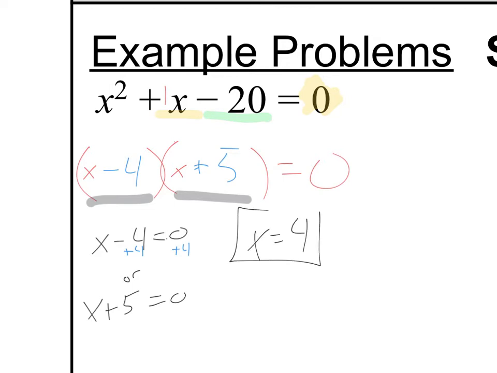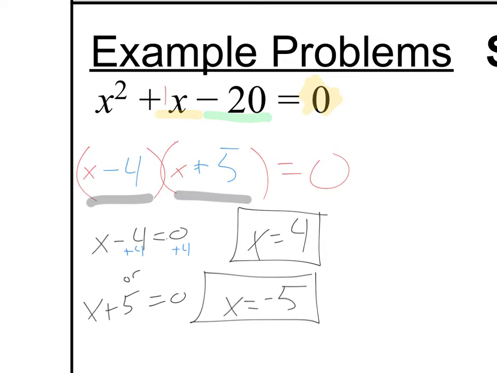So if I plugged in 4 for x at any one of these steps here, I would get 0 as an answer. Or I could go down to this second equation that we've created from the factor. If I subtracted 5 to the other side, I would get negative 5. So x equals negative 5. Either one of these two numbers, when plugged into the original equation, would give me 0. If I plugged in 4, 4 squared is 16, plus 4 is 20, 20 minus 20 is 0. Negative 5 squared is positive 25, plus a negative 5, so that's minus 5. 25 minus 5 is 20, minus 20, boom, 0.